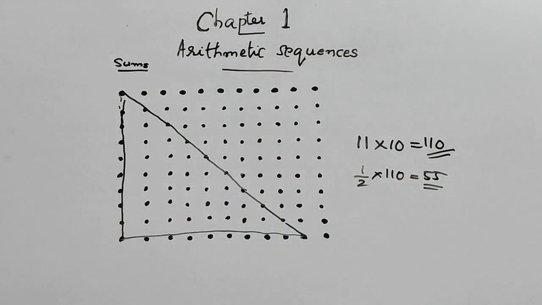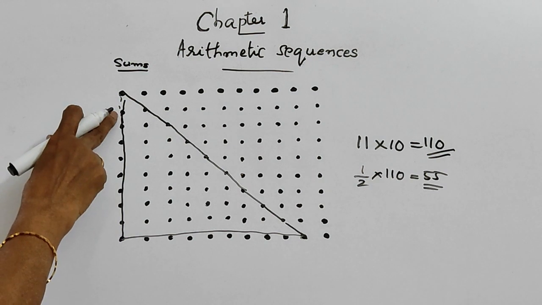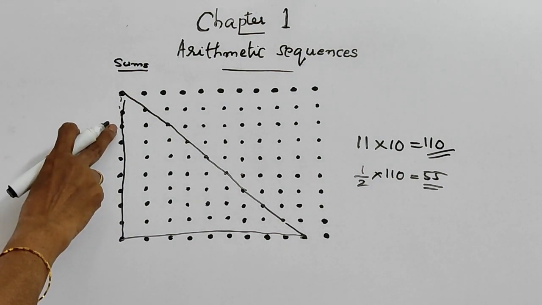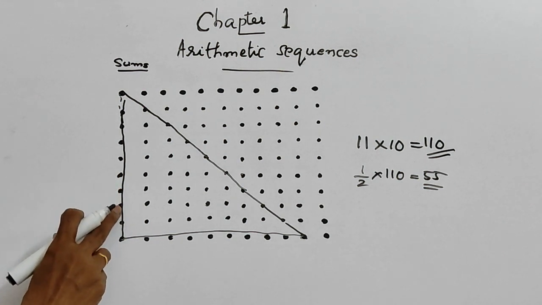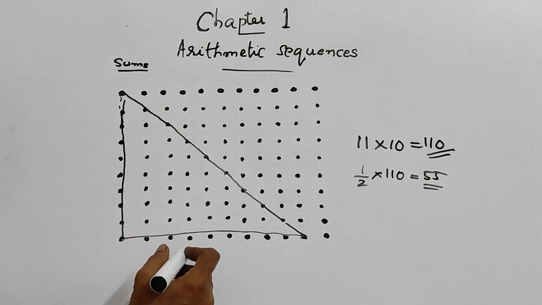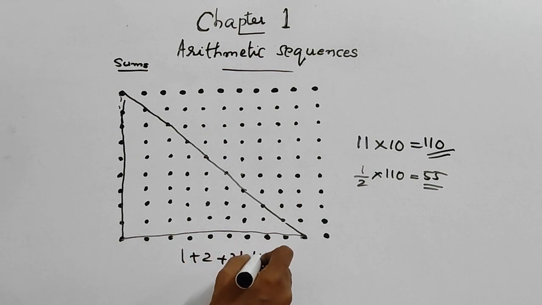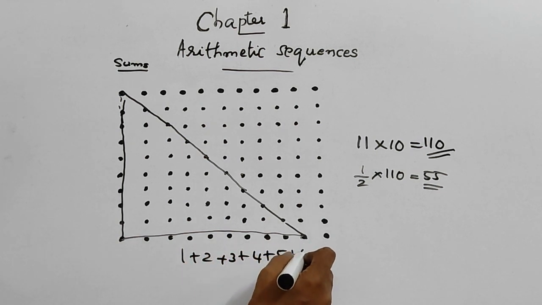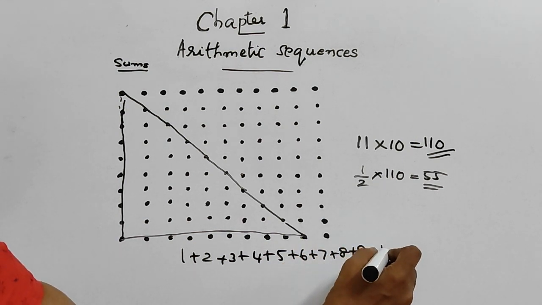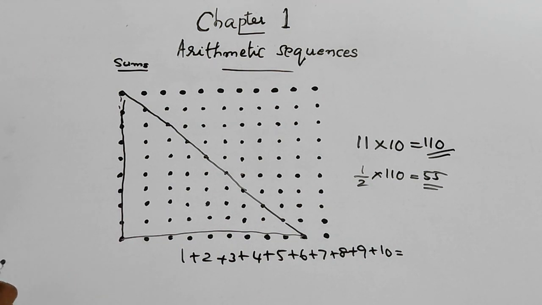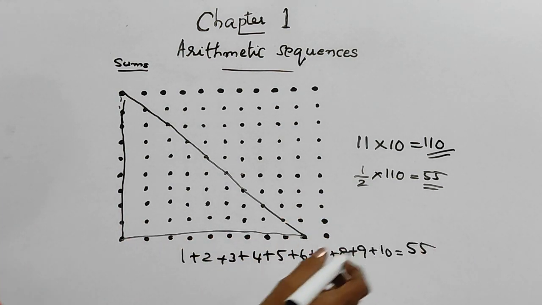55. You see in the first row 1 dot, second row 2 dots, third row 3, 4, 5, 6, 7, 8, 9, 10. Like that also you can count. 1 plus 2 plus 3 plus 4 plus 5 plus 6 plus 7 plus 8 plus 9 plus 10 equals 55.